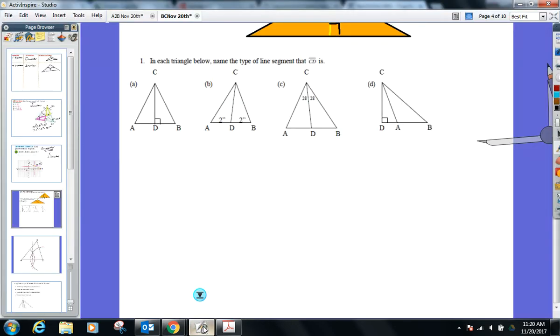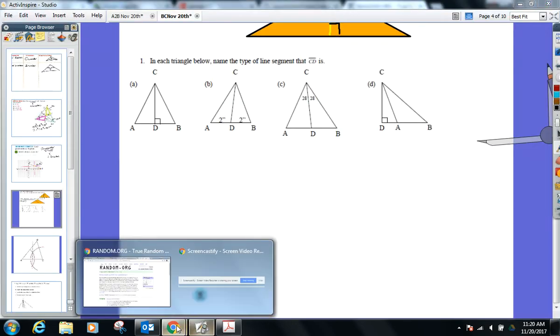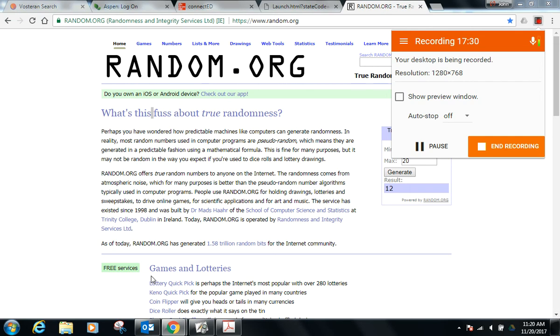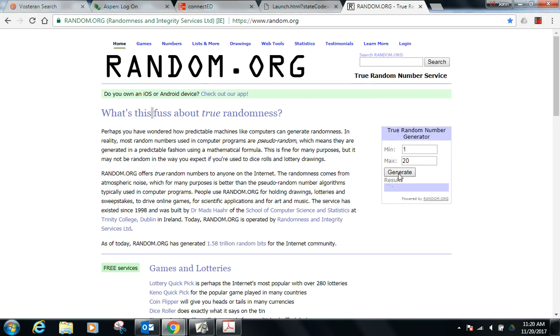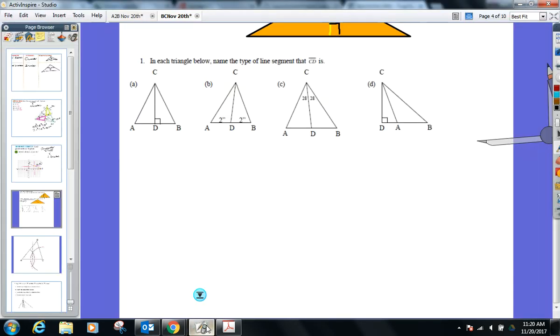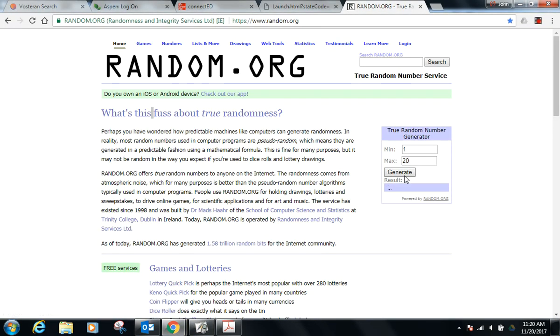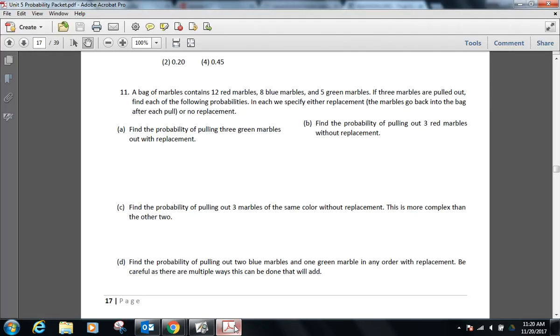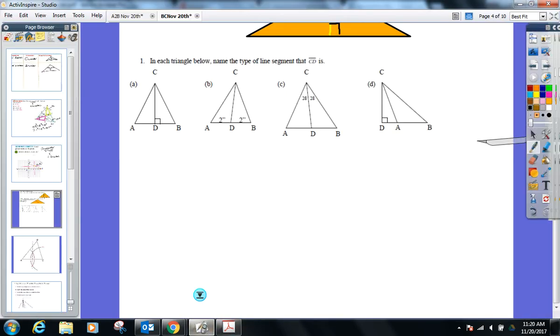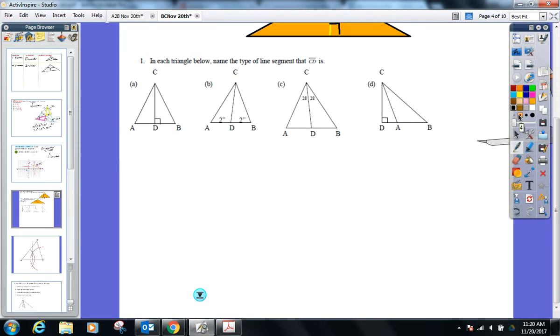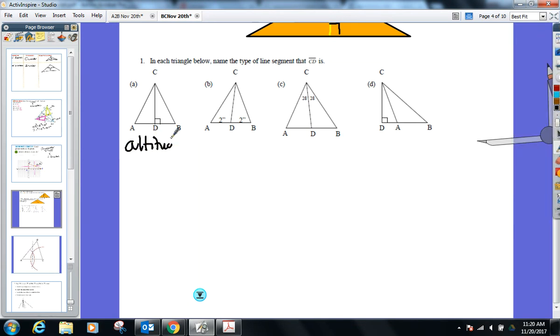Okay, let's start with letter A here, diagram A. What is CD acting as here? Here we go. That is an altitude. Again, why is it an altitude? Starts at a vertice, perpendicular to the opposite side. That's a good altitude.